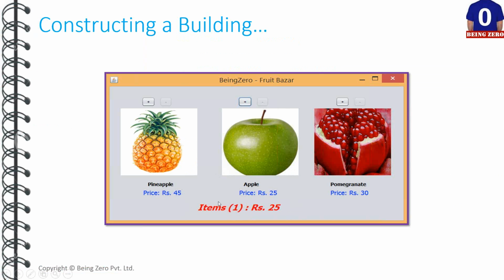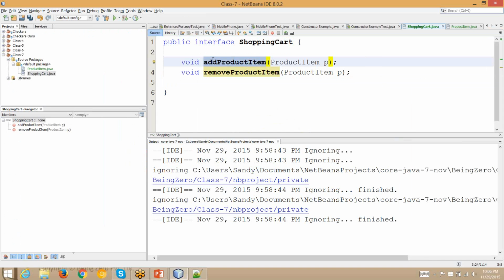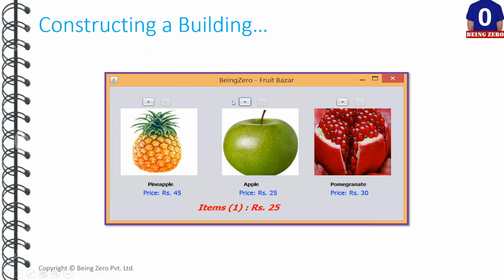How it will be updating here is whenever we click plus, it will go and call the function of shopping cart. It will say add product item. Implementation will have the logic of adding the item to cart. Then UI will also go and check with the shopping cart. Hey shopping cart, can you tell me what is the count now?